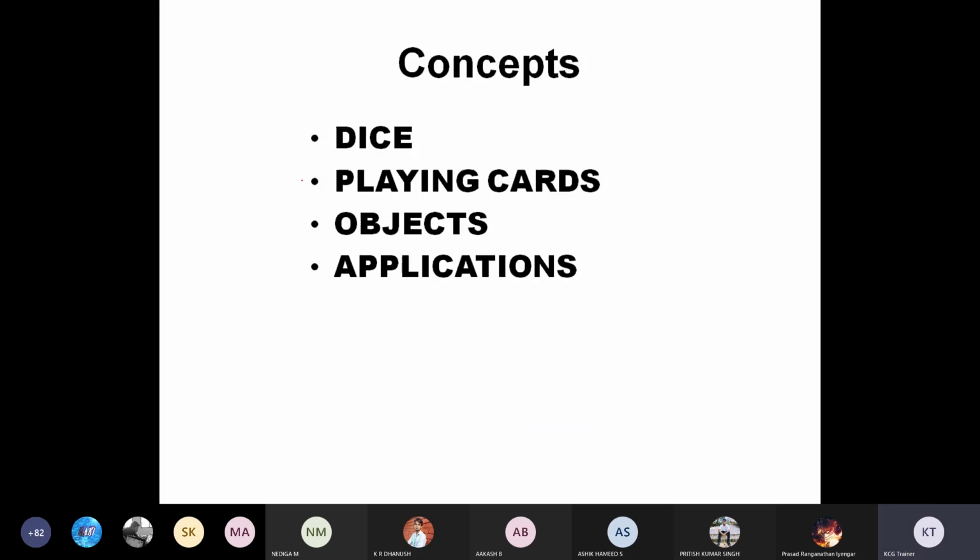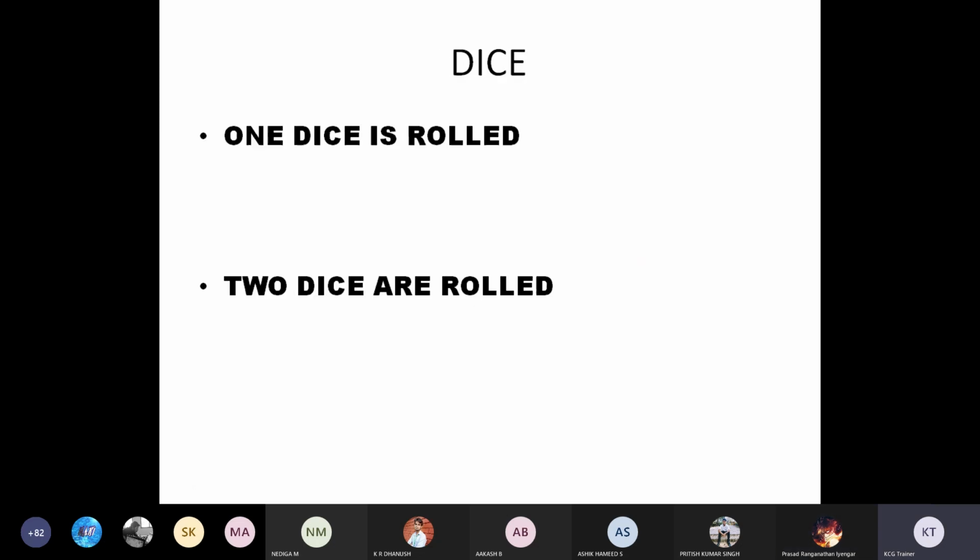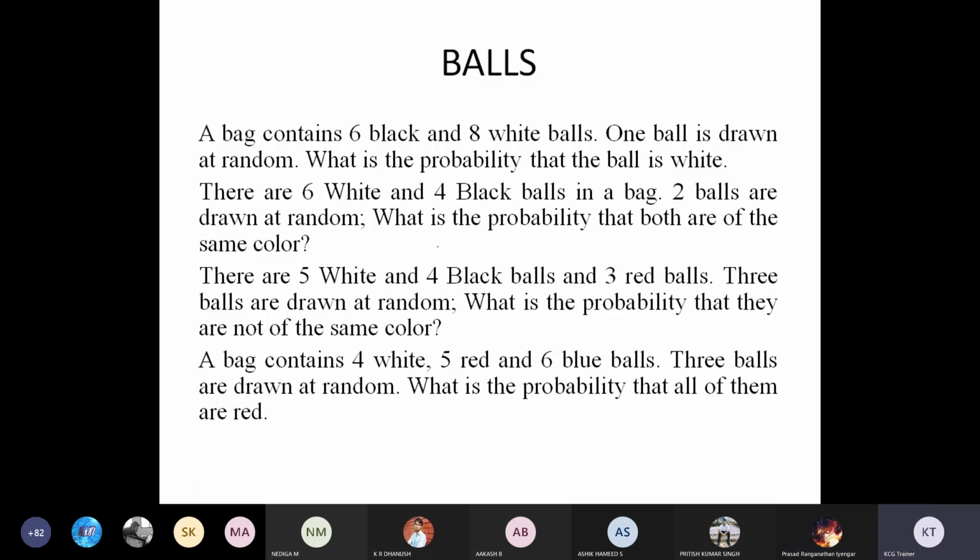Guys, do you remember how we solve the questions of selection of balls in permutation combination? I told you the selection of balls concept. Yes, sir. Okay, the same type of problem will be asked in selection of objects in probability. Same type of questions. I'll just give you an idea.